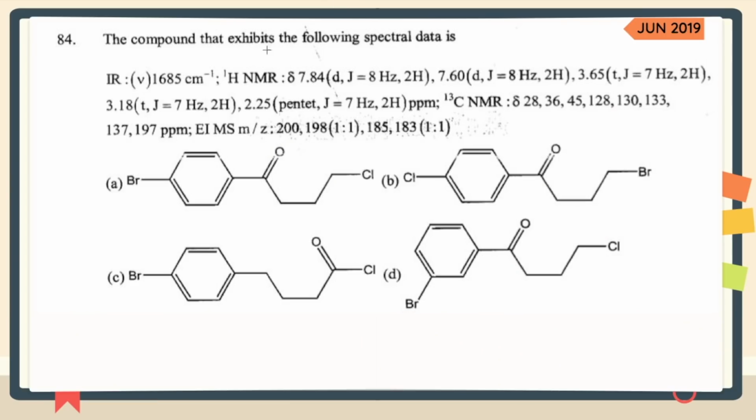Alright guys, let's talk about this particular question which was asked in CSIR June 2019 exam, and this was asked for 4 marks. It was kind of a good question. It says that the IR value is given to you as 1685 centimeter inverse. The proton NMR signals and the carbon NMR are also given to you. They are asking you which compound is going to have this kind of a structure. Alright, so let's look upon this.